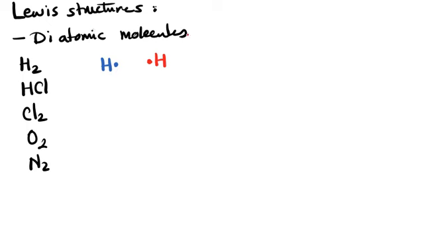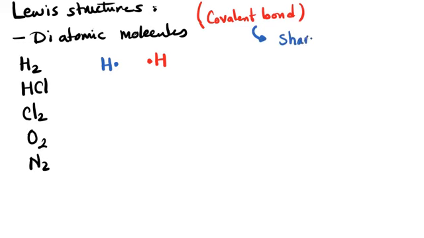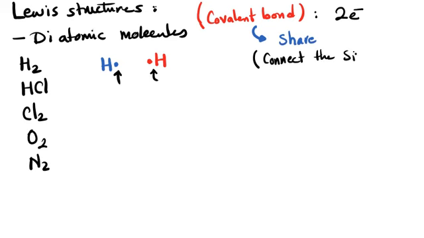When we work on the Lewis structure of molecules, we need to know that we are going to draw covalent bonds. In another video, I already asked you to review and watch that specific video, where I talk about the nature of covalent bonds. Covalent bonds mean elements are going to share their valence electrons. So this hydrogen is going to share this electron, and the red hydrogen is going to share its electron. So a covalent bond means we have two electrons in total for each bond, one from the first element, another from the other element. We are going to connect the single electrons.